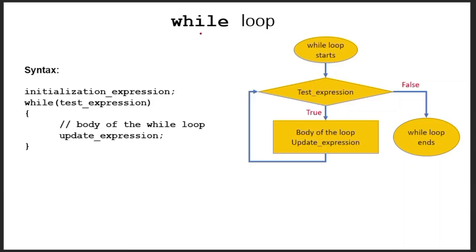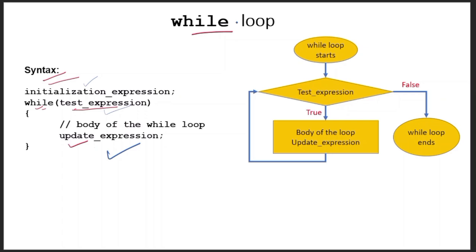In this video, we will see how the while loop works. This is the syntax of the while loop, where first you have the initialization expression, then you write while, with the test expression in brackets, and then curly braces open and you have the body of the while loop, in which you write the update expression. So what are the three basic things used here? First, initialization; second, the test expression; and third, the update expression.